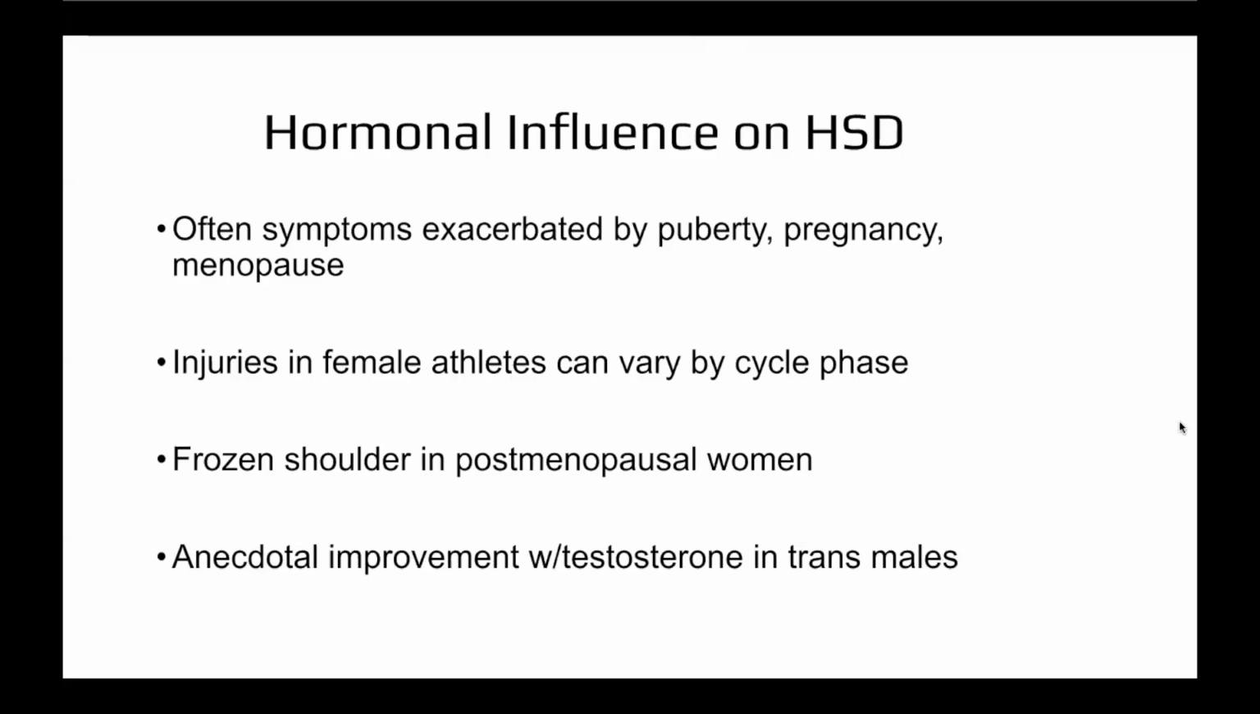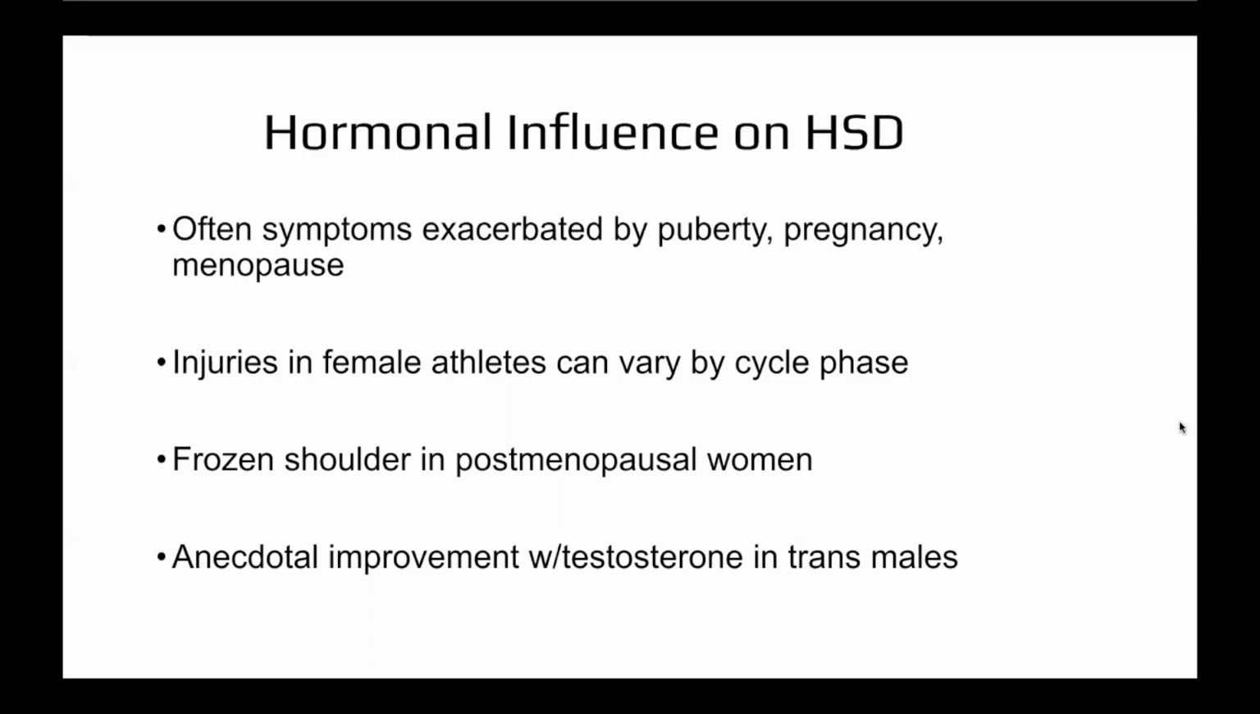We know that injuries in female athletes can vary by cycle phase. There's a decent body of research about ACL injuries based on your menstrual cycle and the effect of hormonal contraceptives, whether or not that's potentially protective for ACL injuries. We know that frozen shoulder is much more common in postmenopausal women, and there's some newer research about frozen shoulder and estrogen receptors in the shoulder, and that's definitely an example of the interaction between joint, ligament, tendons, and our hormones. There's anecdotal improvement with testosterone in trans males.